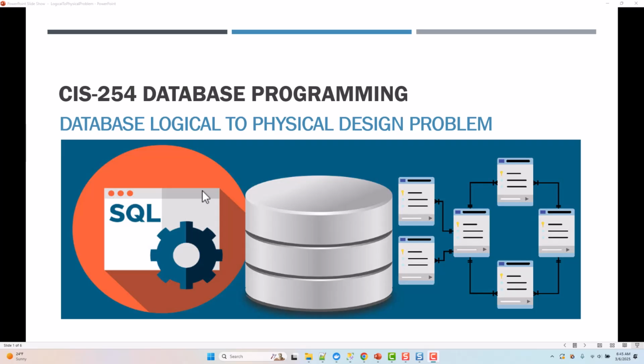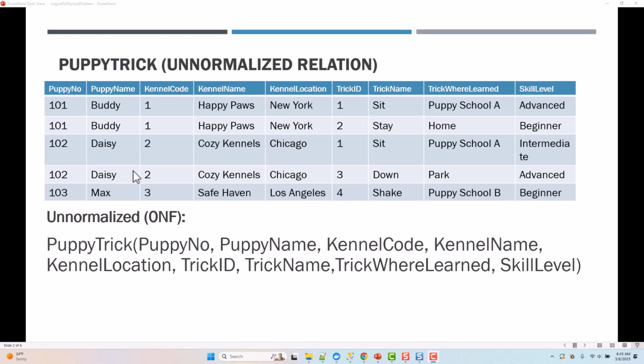This is Jenny Kunkel, and in this video we're going to take a problem and work it from logical through physical design. In this case, we're going to be starting out with a puppy trick unnormalized relation, and this is going to have a repeating group of trick, and that's going to be keyed by the trick ID. We also have the puppy relation that's going to be keyed by the puppy no.